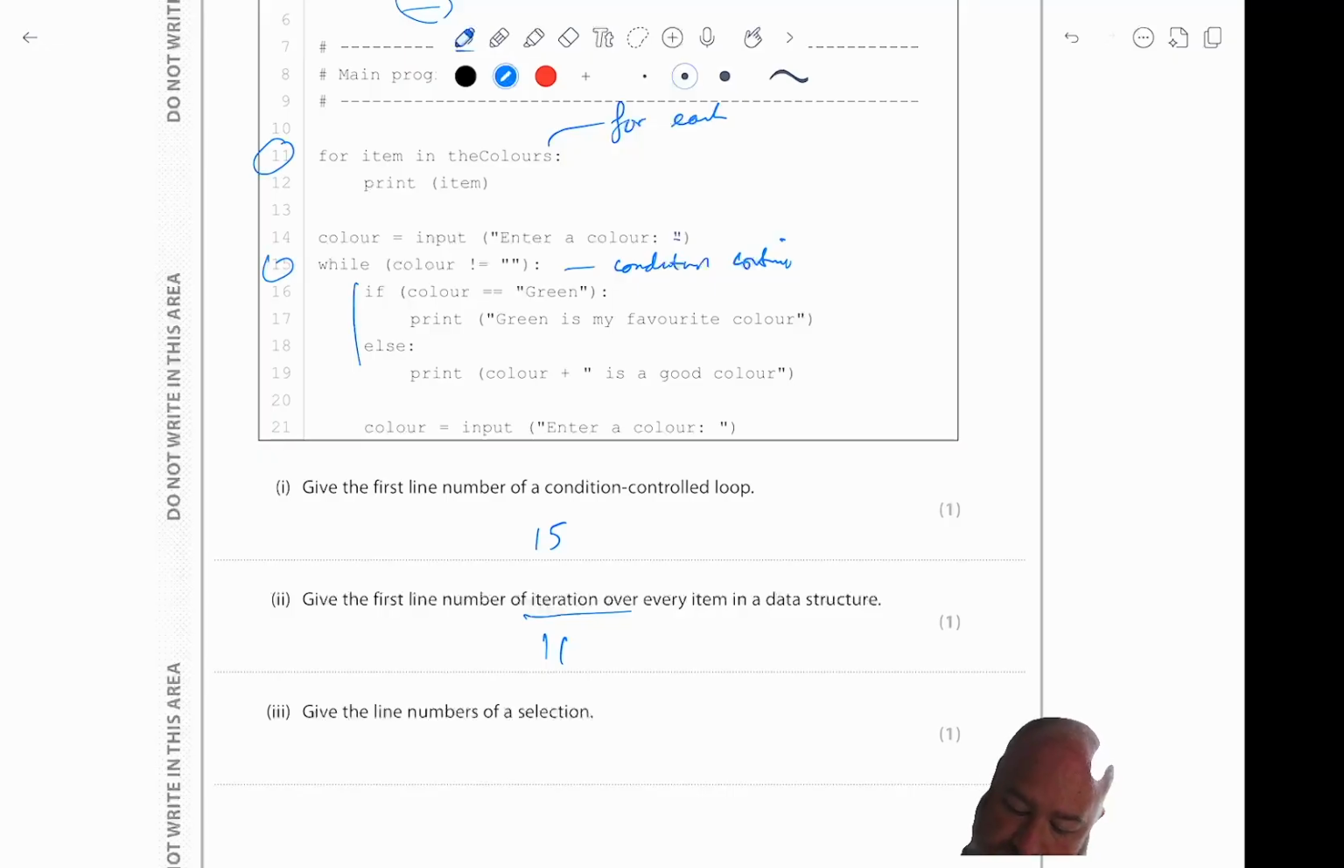Give the line numbers, plural, of a selection. Do not be that student that only puts one number down. So selection, it starts on 16. So you could put 16 to 19. You could probably put 16, 18. That would give you the mark.